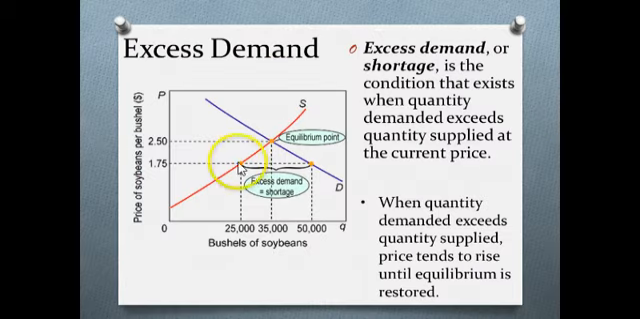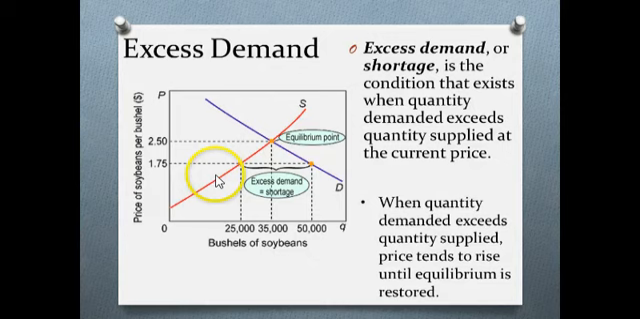So excess demand happens here. That's a shortage. It's the condition that exists when quantity demanded exceeds the quantity supplied at the current price. When quantity demanded exceeds quantity supplied, prices will rise until equilibrium is restored, all things being equal. As we move forward, you will see how this isn't always the case for a variety of reasons, namely government policies. You'll see how government policies can really mess with supply and demand for better or for worse.